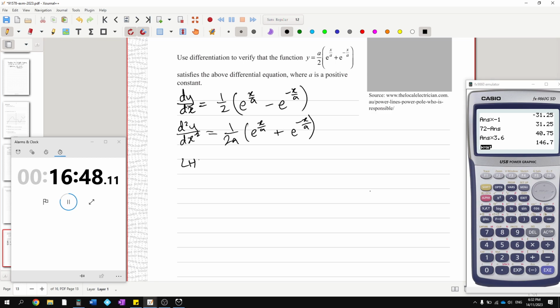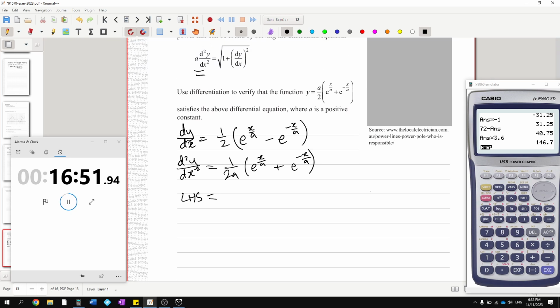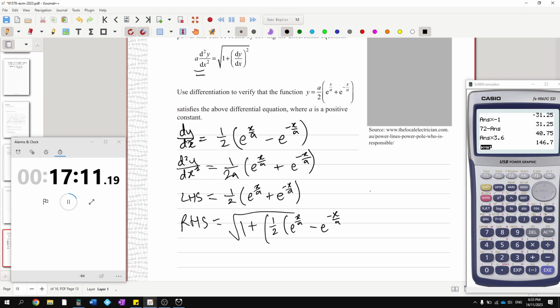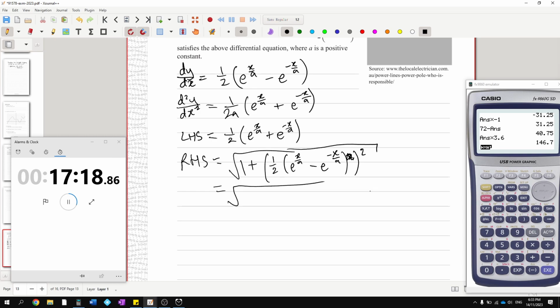Yeah, so left hand side here, this thing is going to be just 1 over 2 e to the x over a plus e to the minus x over a, and the right hand side is going to be 1 plus 1/2 e to the x over a minus e to the minus x over a, no, all that squared, and that's going to be 1 plus, so take out the 1/4 there, then e to the 2x over a minus e to the x over a times e to the minus x over a, or minus 2 of those actually, plus e to the minus 2x over a, and those cancel out.